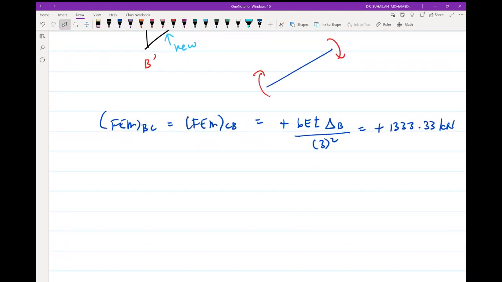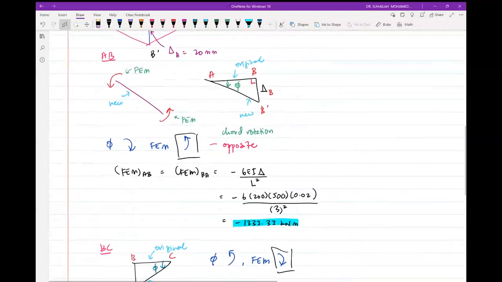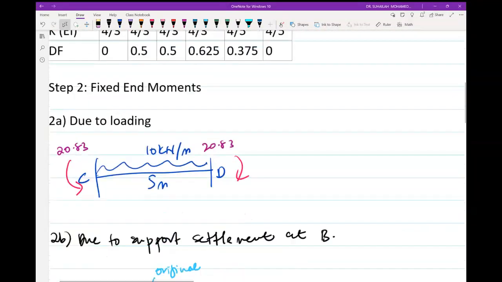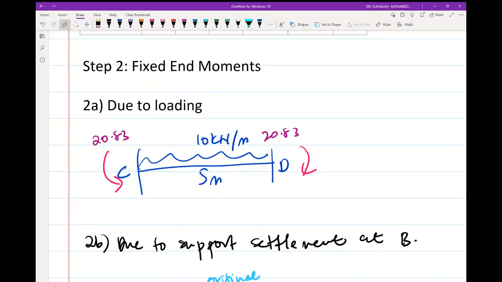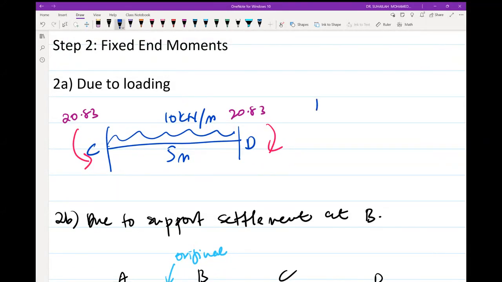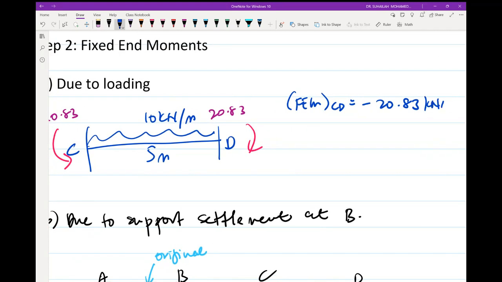So what should we do after this? We have to add these two. This is actually FEM CD, which is negative 20.83 kilonewton meter, and we have FEM DC equal to positive 20.83 kilonewton meter.